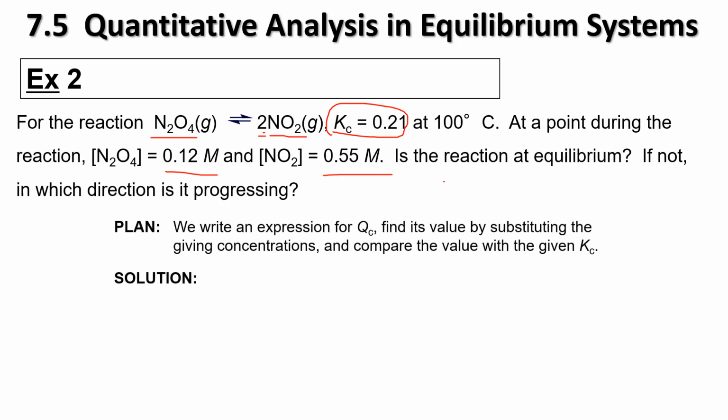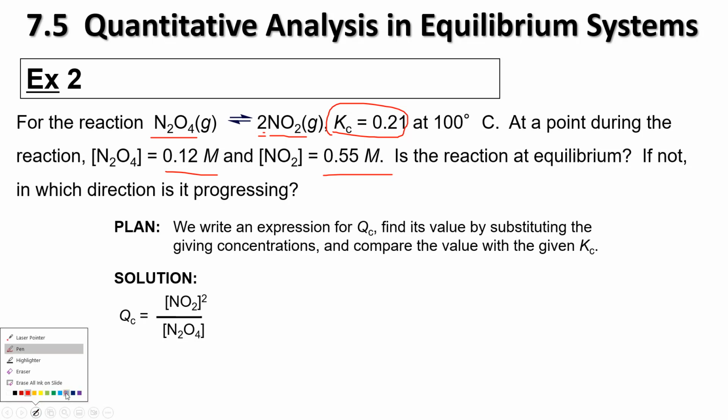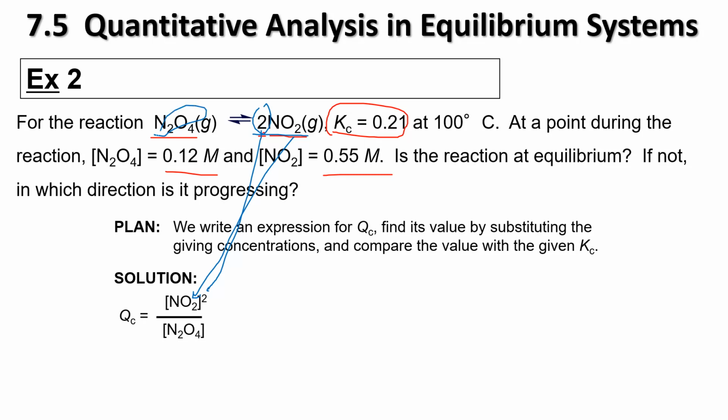So the plan first is we're going to set up our Q. Our Q is our products over our reactants. Those are the reactants, they're going there. There's a 2 here, right? That's going to become our exponent. And then this goes in that spot there. We are given the two concentrations, 0.55 and 0.12. So we're going to square that 0.55 and divide by 0.12. We get 2.5.